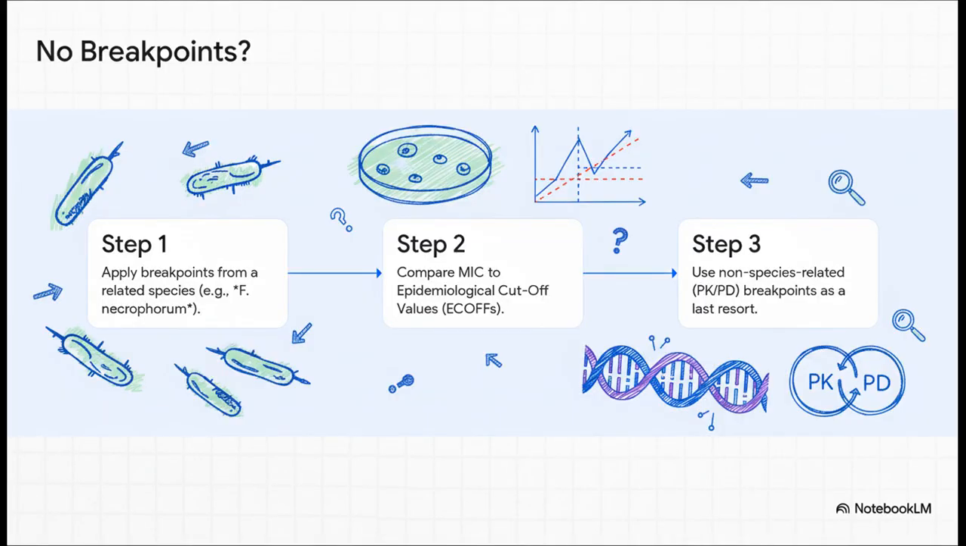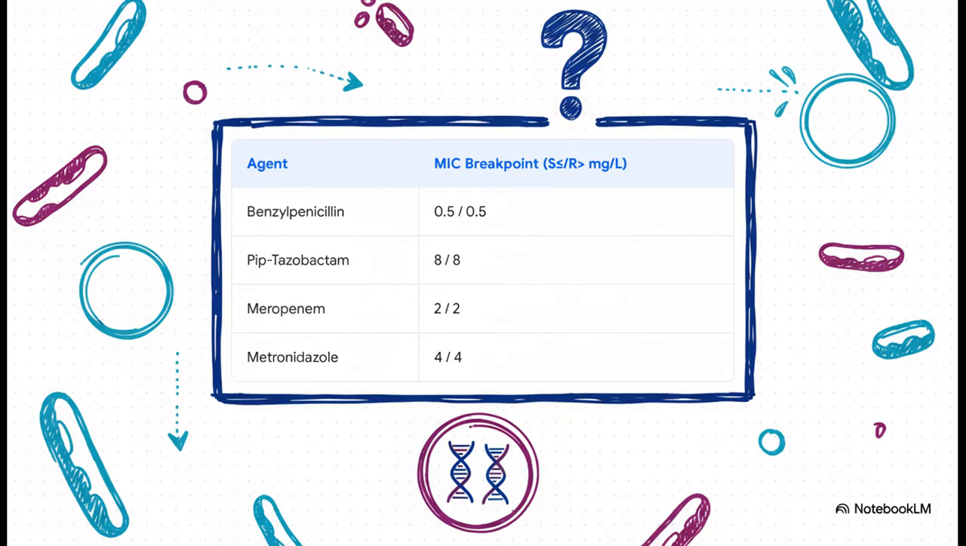Thankfully, EUCAST doesn't just leave us hanging. They have a clear set of steps to follow. And step 1, the most practical approach for a clinical lab, is to borrow the breakpoints from a closely related species. In this case, our best bet is Fusobacterium necrophorum. It's not perfect, but it's the official recommendation. So here are those surrogate breakpoints from Fusobacterium necrophorum for some of the key antibiotics.